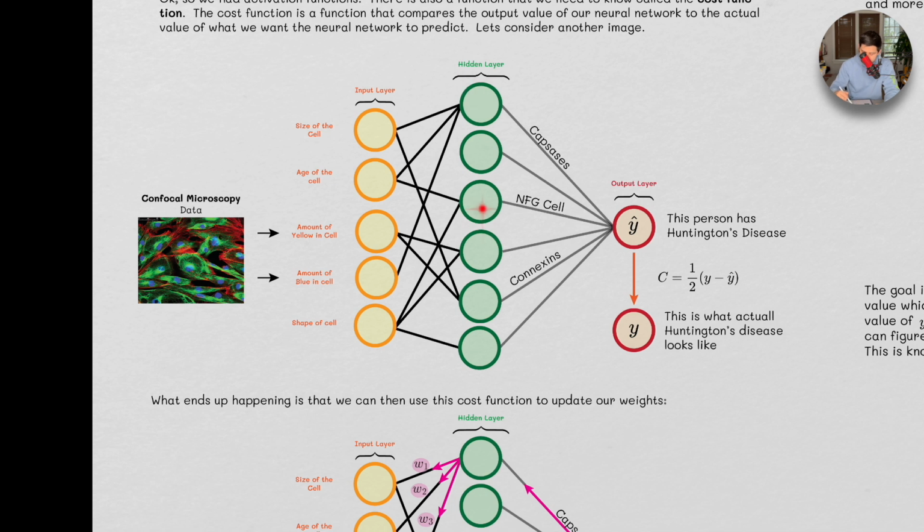Now each hidden node is going to be like, well, this one here, for example, is taking in the size of the cell, the age of the cell, and the amount of blue in the cell, and it says, I think that all of these are indicators of the number of caspases in our cell, for example. Or this one, I don't even have connections to this one. That was probably my mistake.